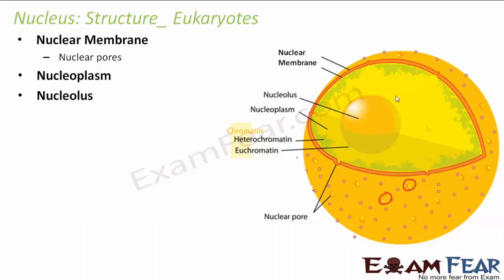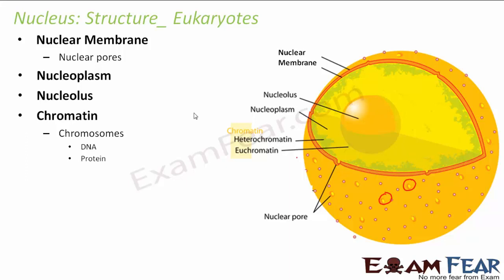So here if you see, this entire thing is a nucleus, right? So in the nucleus you have this nuclear membrane outside. Inside you have a spherical structure which is the nucleolus, and the entire sphere as such consists of a fluid-like structure which is called nucleoplasm. Other than that, we have chromatin. So what is chromatin? Chromatin are thread-like structures which are present in the nucleoplasm.